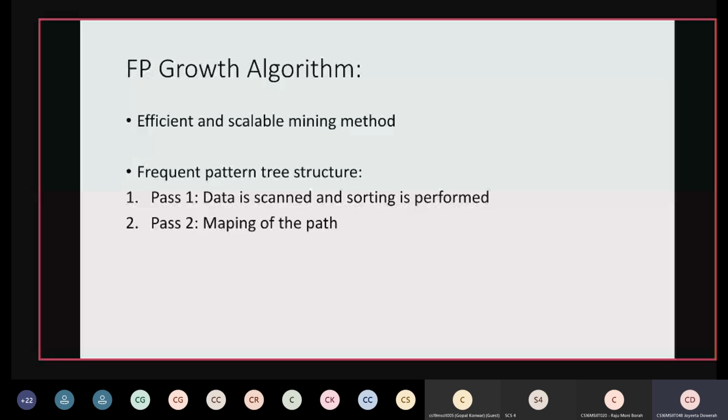For that, there are generally two passes. In pass one, it scans the data, finds the support of each item, and removes the items that are infrequent. After that, the frequent items are sorted in decreasing order based on their support. In pass two, FP growth reads one transaction at a time and maps it to a path. A fixed order is used, so paths can overlap when transactions share items between them.